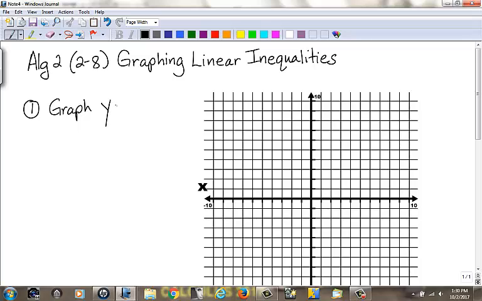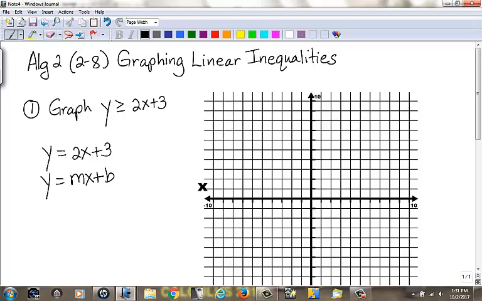So if I said graph y is greater than or equal to 2x plus 3, the way I approach it is I always graph it as though it's equal to first, so I get the boundary. I'm going to change that to an equal sign just to get the boundary. It's in the form y equals mx plus b. You always want to try to get it in that form.